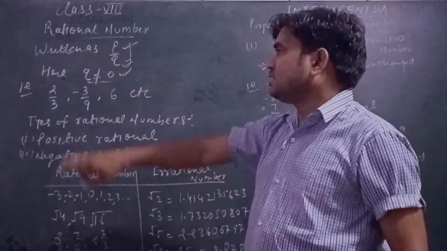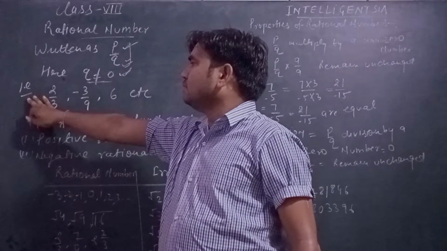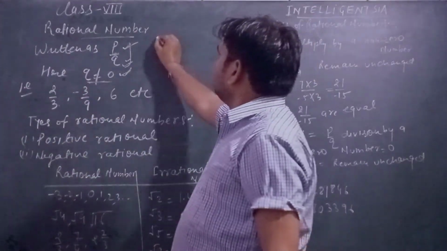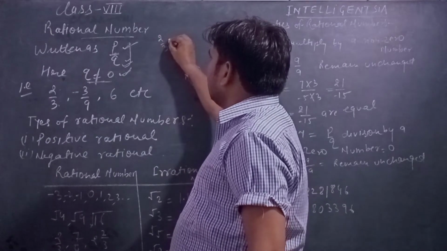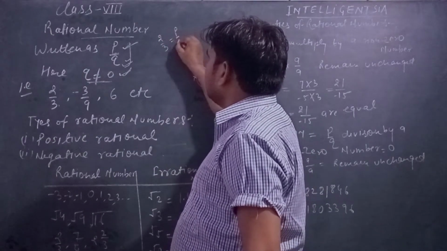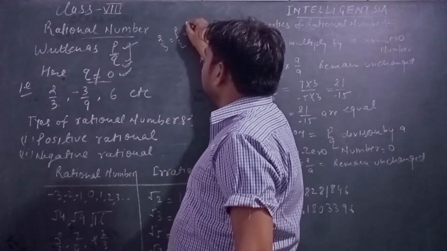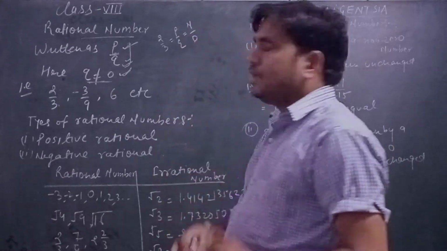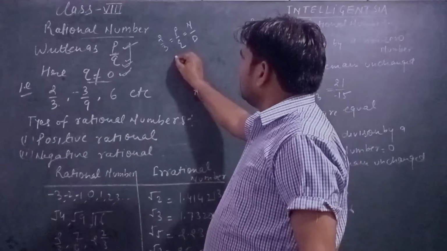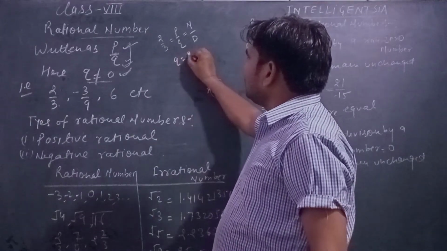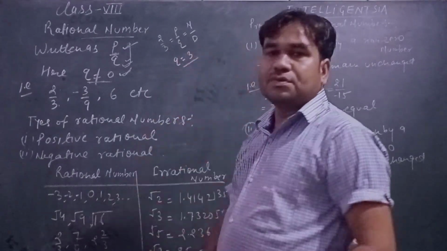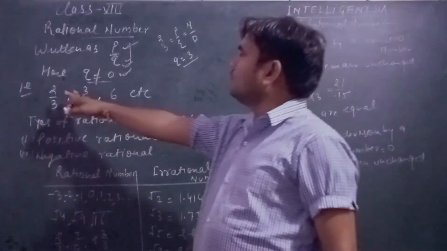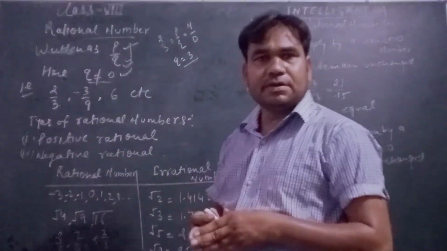So that is the example, 2 over 3. We see 2 over 3 in the form of P over Q. It means to say this is the numerator and this is the denominator. And here you see Q is equal to 3, which is not 0. That means 2 over 3 is a rational number.